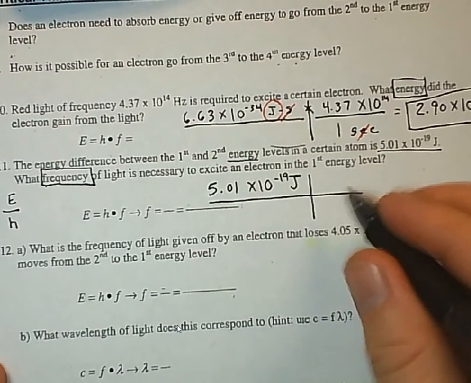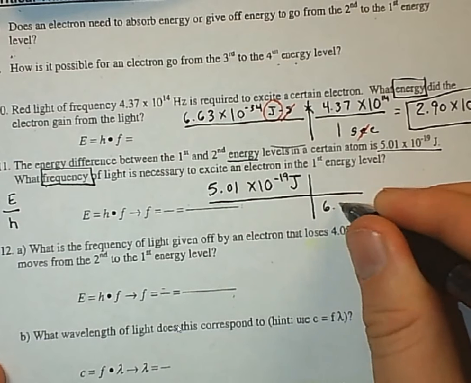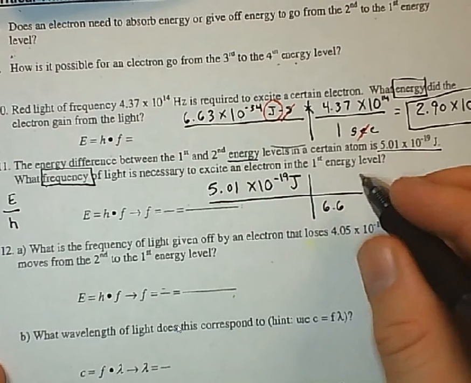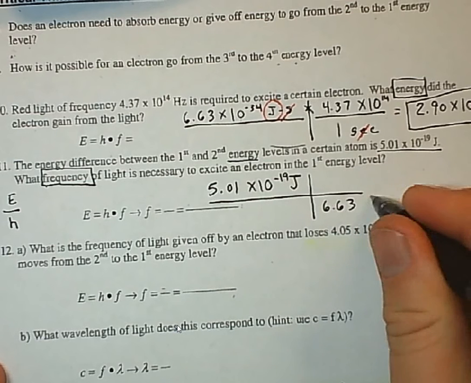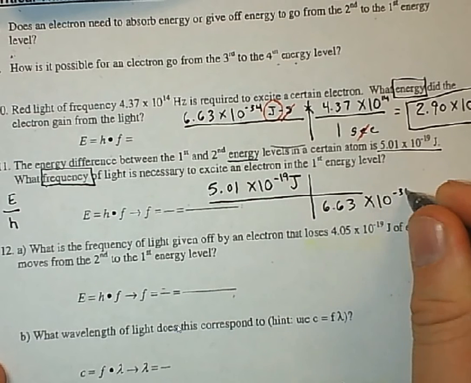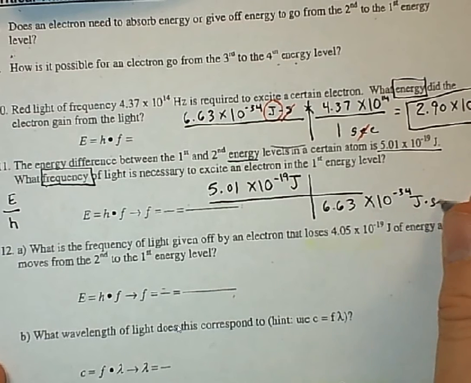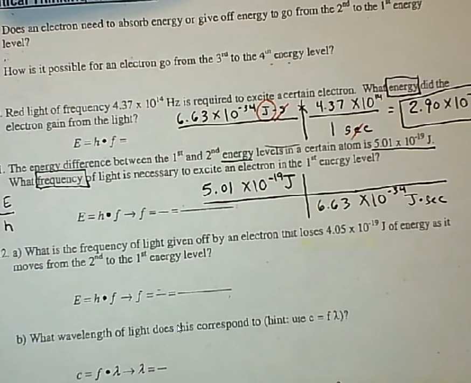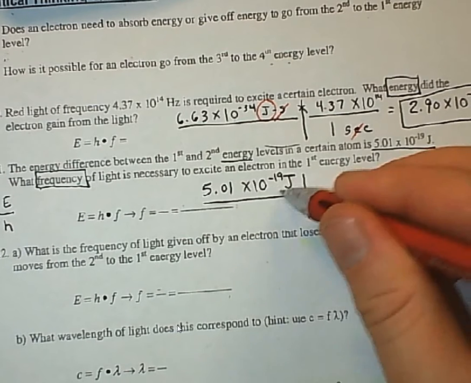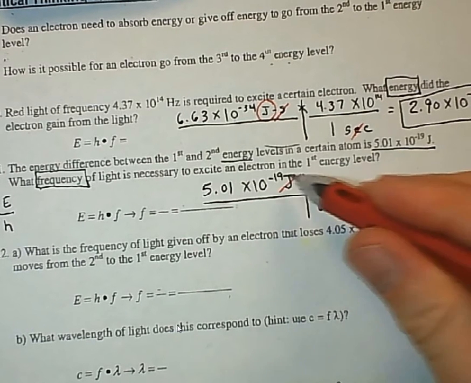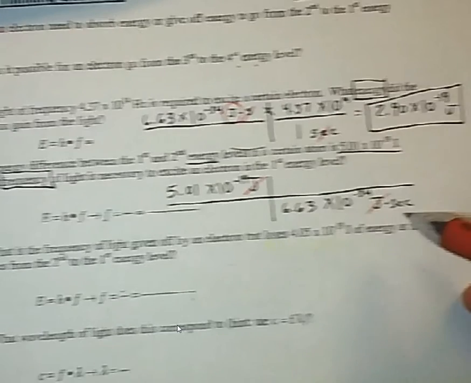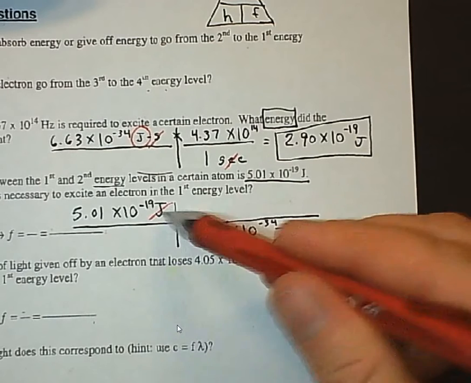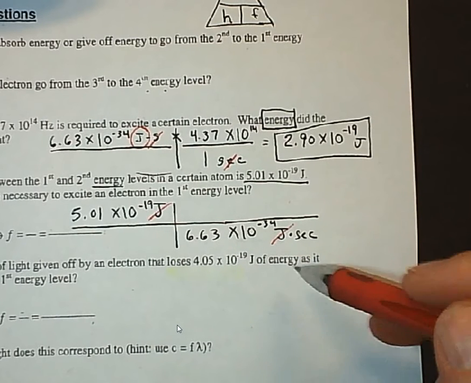H is going to go at the bottom, 6.63. So now that we're doing division, it goes on the bottom. This number divided by 6.63 times 10 to the negative 34th joule seconds. In doing so, we got to see what cancels out. J cancels out, one on top, one on the bottom. We're left with seconds. And we're going to have a number per second, which is what we measure frequency in, or hertz.